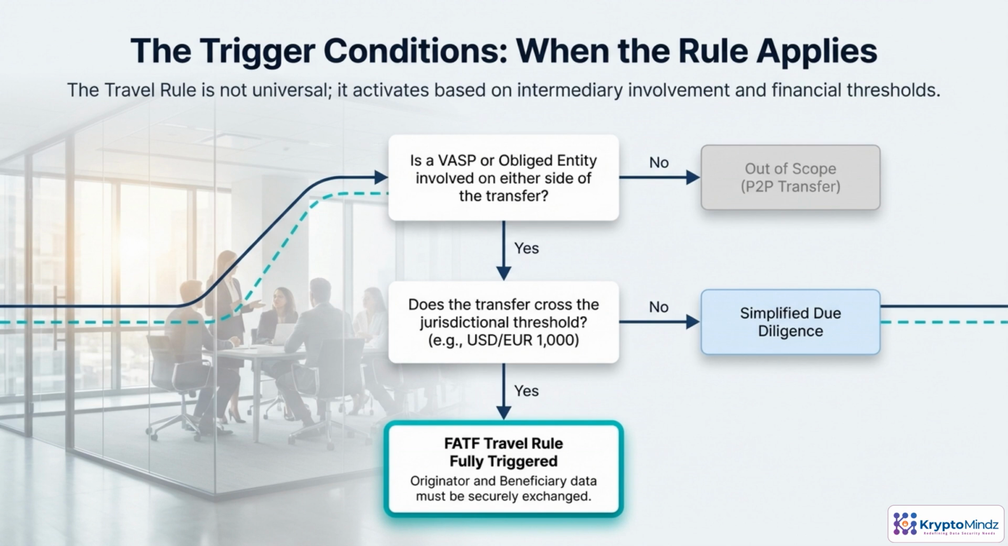Think of the travel rule as a two-step gate. First, ask, is a VASP or other regulated intermediary involved on at least one side? If both users are purely peer-to-peer, the rule doesn't apply. If a VASP is involved, then ask, does the transfer meet the relevant threshold? Below that point, you may apply simplified checks. Above it, full originator and beneficiary data has to travel with the transaction.